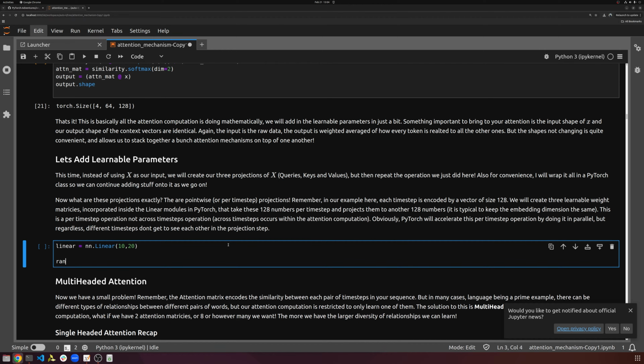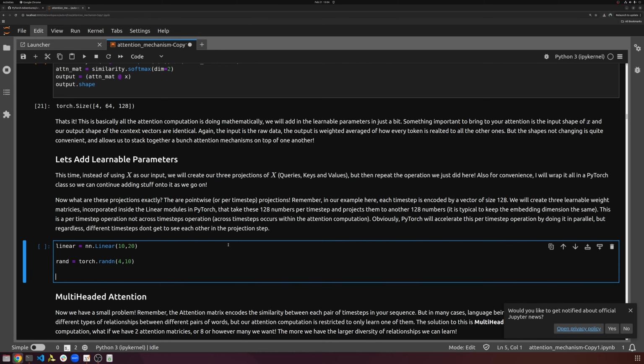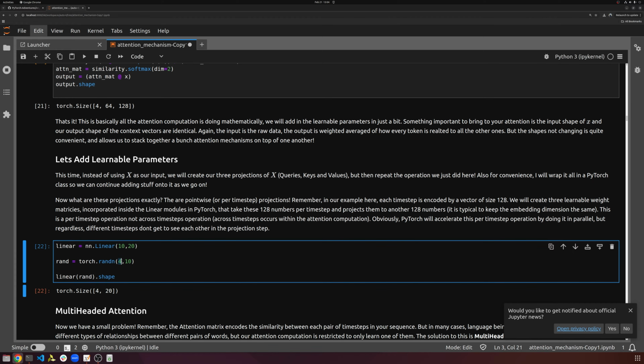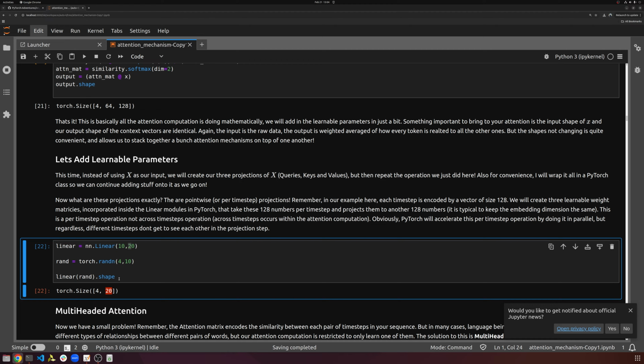So we're used to doing rand is torch.rand with a batch size of, let's say, 4, and there are 10 inputs in this random tensor. And so then we do linear rand.shape, and there you go, right? It was a batch size of 4 with 10 inputs, and it takes in 10, it outputs 20, so there we go. We have 20 here. So it affects this last dimension.